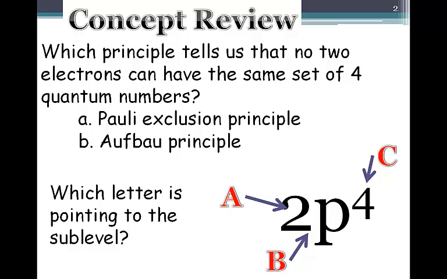Before we go on, which principle tells us that no two electrons can have the same set of 4 quantum numbers? That should be the Pauli exclusion principle. And which letter is pointing to the sublevel? Letter B.